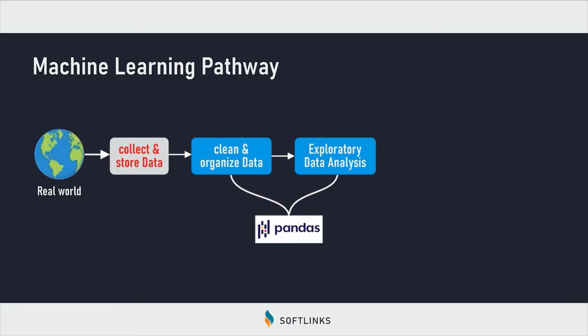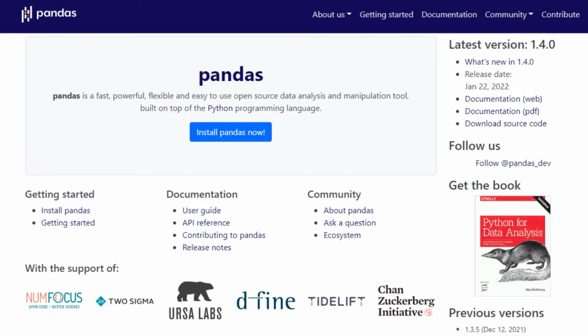And this is where the Pandas library comes into play. Pandas is an open source library for data analysis with Python, and it uses an extremely powerful table object called a DataFrame, which is built directly out of NumPy. So it is extremely computationally efficient.